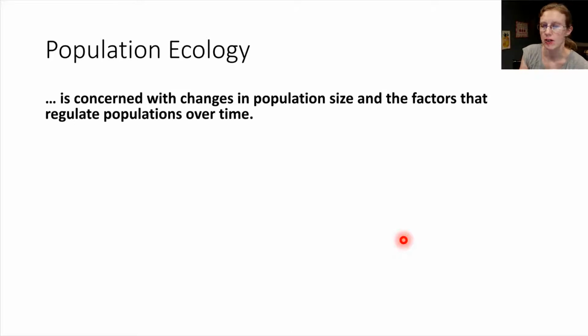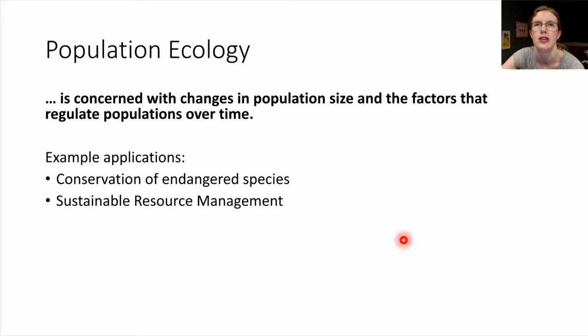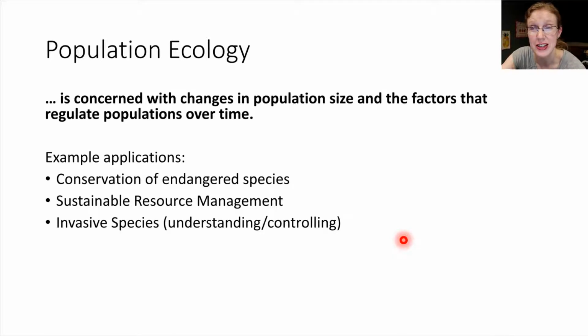A few examples of applications from this field. So how is this a useful thing to study? Things like being able to conserve endangered species. This is a direct outcome from population ecology. Having done studies of population ecology, maybe we can save endangered species. Sustainable resource management, so managing our resources in that sustainable way, a way that allows future generations to meet their needs as well. Invasive species control. If there's an invasive species, how do we get rid of it? Well, understanding population ecology will let us do that.